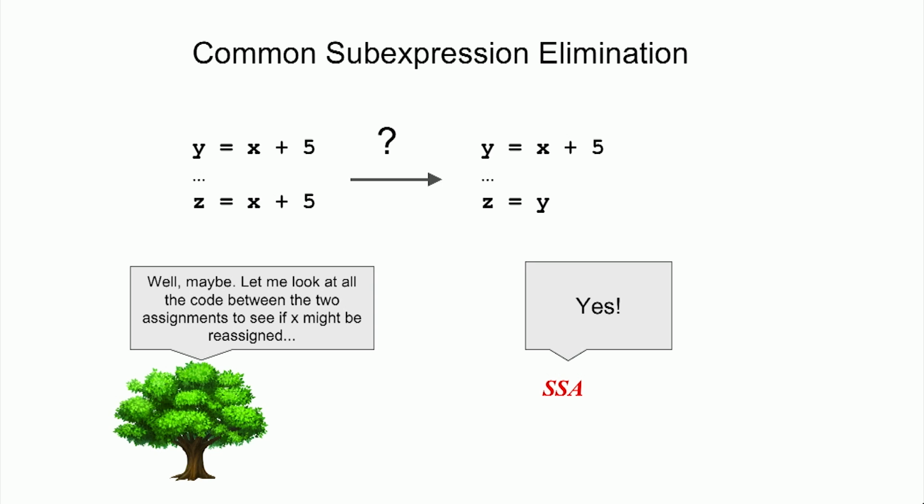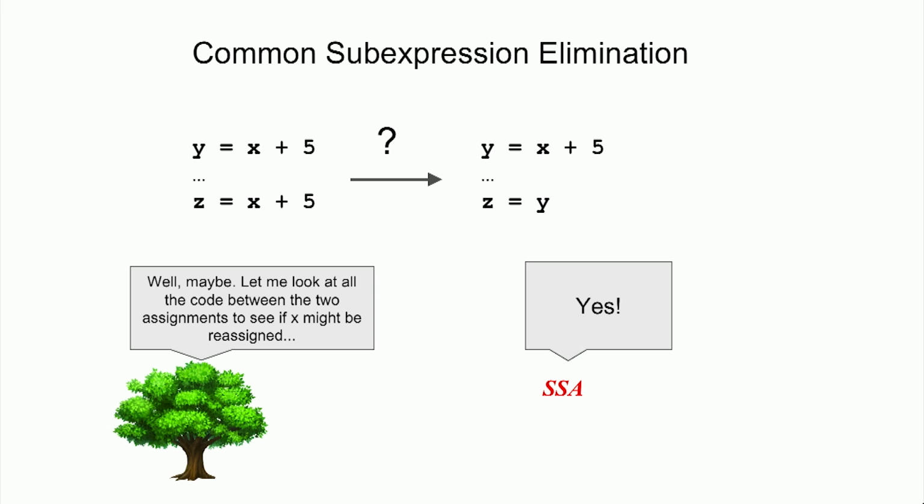And so if I have a syntax tree, the answer is, well, maybe I can reuse it. I have to look through all the code that's in between those two statements to see if there's any other assignment to x. Because if there's any other assignment to x in that chunk of code, then I have to redo x plus 5 because x may now have a different value. So it's complicated, and in order to do this optimization in a compiler that's based on a syntax tree, you actually have to look through a whole bunch of code just to do one little optimization.